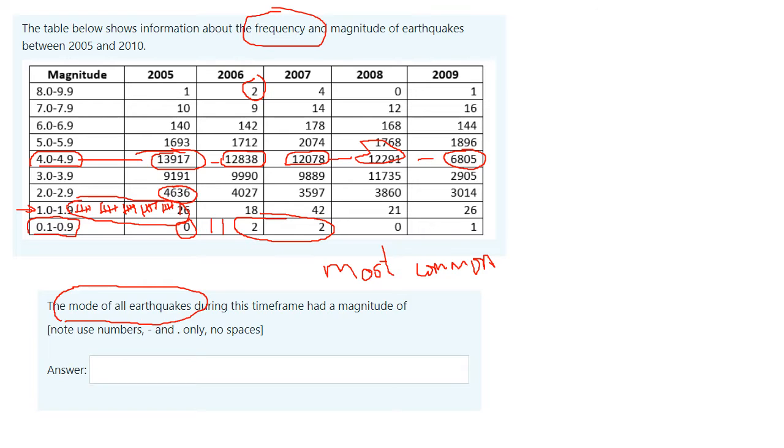So the answer, the mode of all the earthquakes, use numbers and a dash and a dot, no spaces. So 4.0 to 4.9. If you're not clear on how a frequency table works, please do come and ask me.